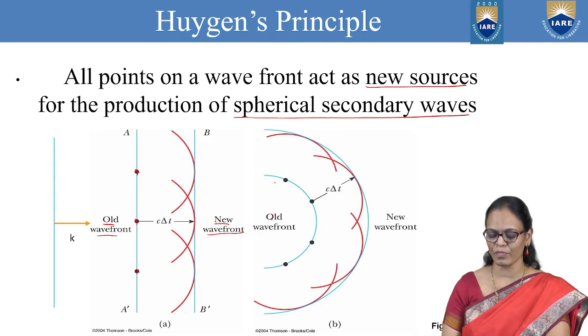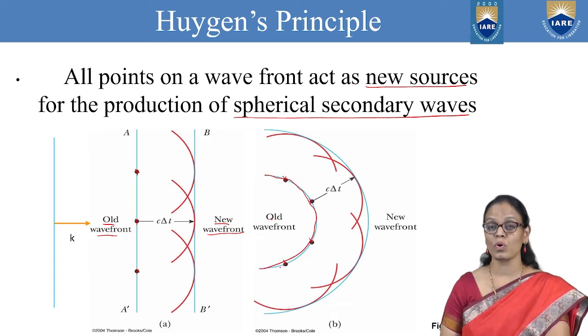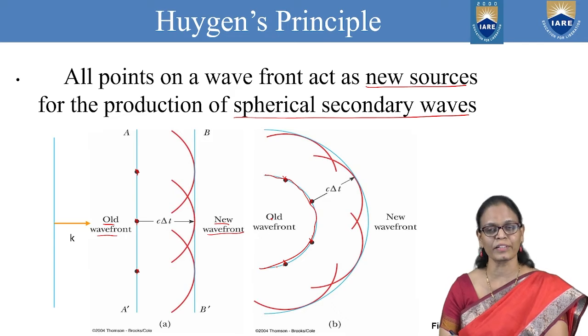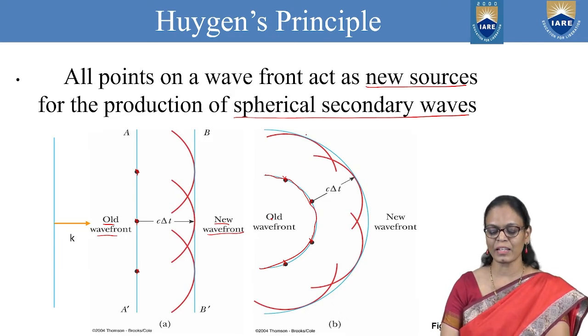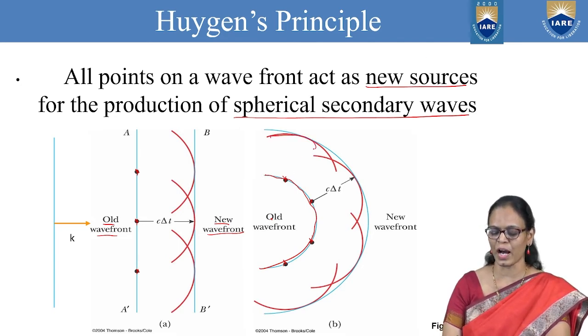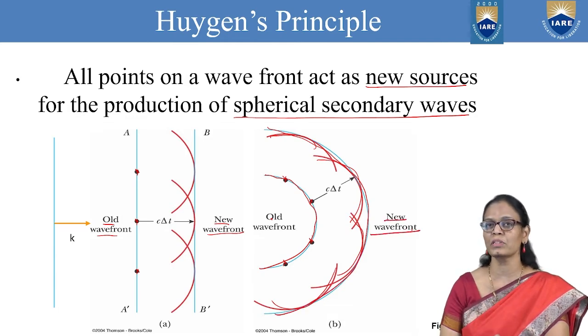This is the old wavefront. On the old wavefront, we have taken points. So, as given by Huygens, what he says is, all these points on the wavefront will now act as secondary sources and they will start emitting waves. So, that is how the wave propagates forward. So, if these are the points, we are drawing arcs like this. And the tangent drawn to all these arcs is giving us the new wavefront. This is all about Huygens principle.